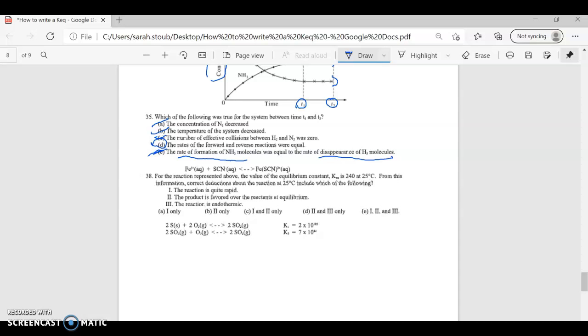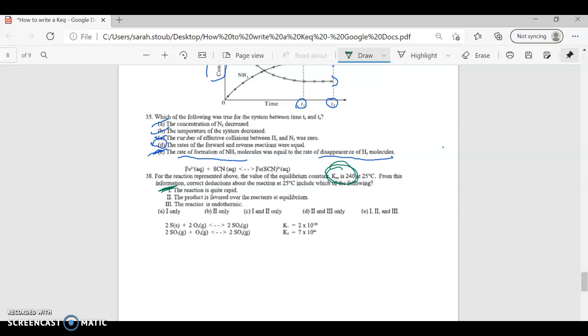Let's look at 38. Taking a look at 38 here, the question is kind of about what does K mean, really? Here is our KEQ, and it says 240. So from this information, what is going to be true? The reaction is quite rapid. We can't know that for sure. This K is the equilibrium constant and tells me nothing about how fast the reaction goes. That would be rate law stuff, and I don't have any rate law stuff in here.